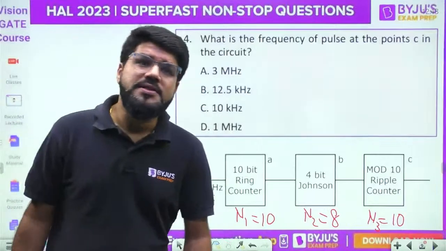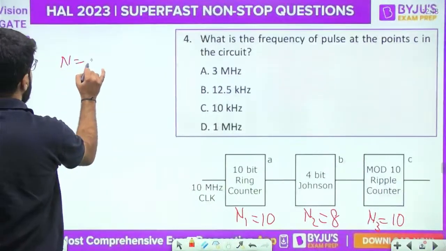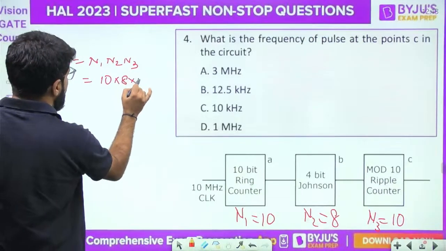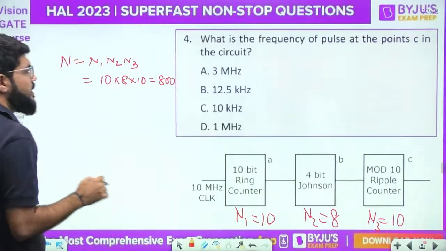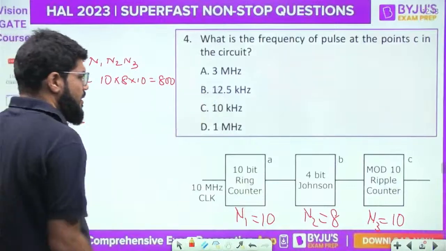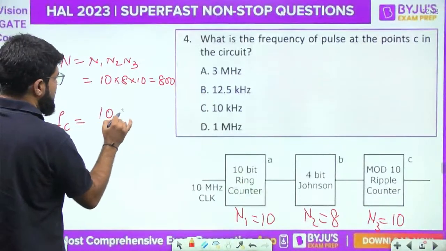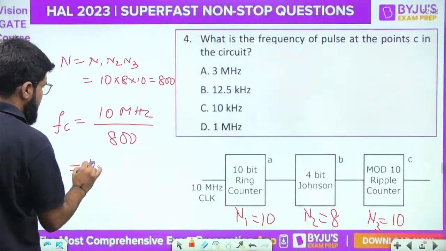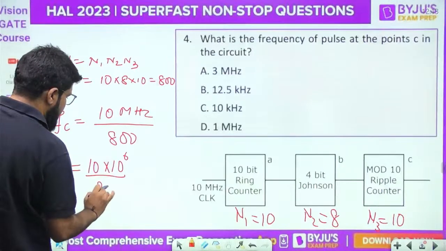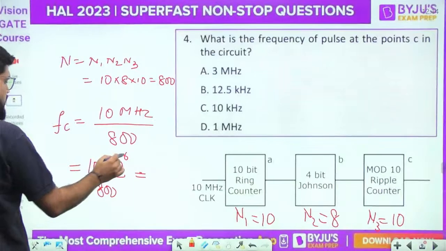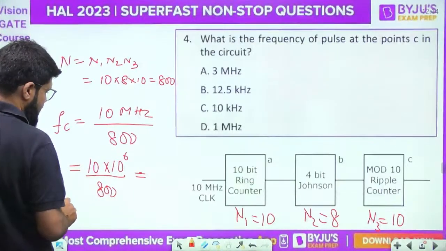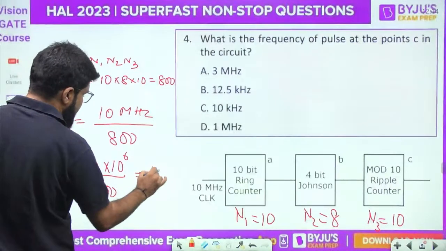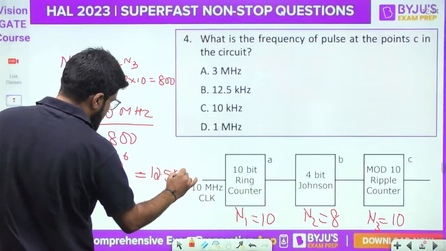Whenever the counters are connected in cascade, their mod numbers are multiplied here. So it should be 10 into 8 into 10. So overall modulus number of the counter is 800, and then the frequency at the final bit C will be equal to the clock frequency, that is 10 megahertz, the input frequency, divided by 800. So definitely 10 into 10 raised to the power 6 by 800, kilohertz में भी ले जाएंगे. So 10 power 3 separate, and then kilohertz or megahertz, definitely kilohertz. This is cancelled. 100 by 8, correct. 12.5 in terms of kilo.